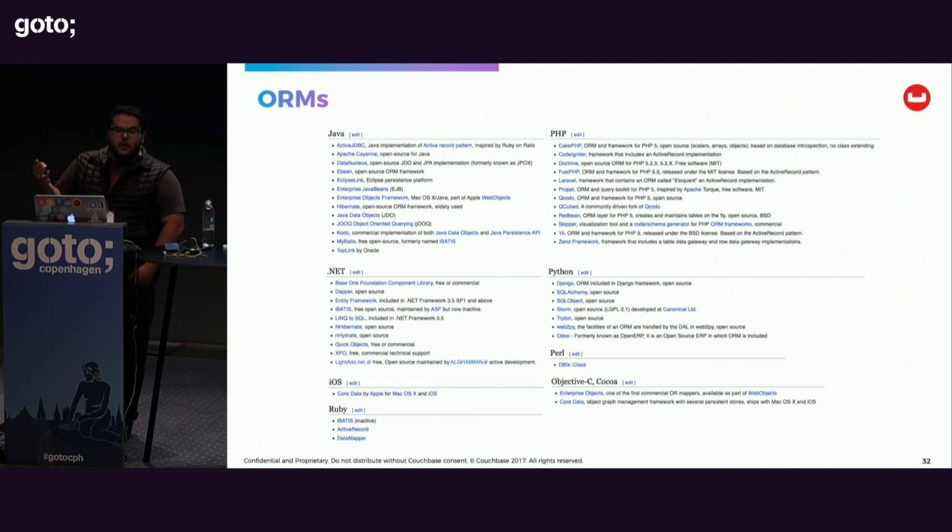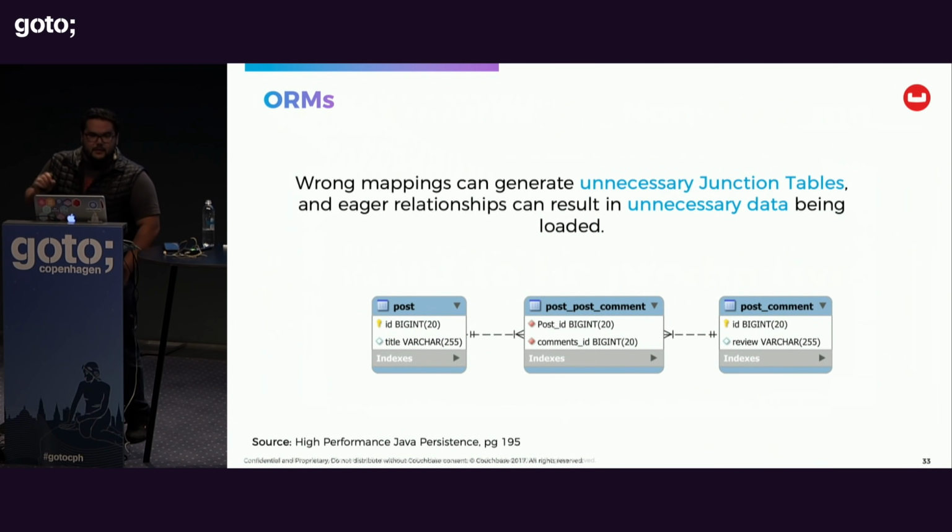But there is some overhead, of course, of using ORMs, because now we have one extra layer. We also have to map relationships, and usually there are a lot of tricks and traps there. For instance, in Java, if you create a one-to-many relationship and map it wrongly, it will generate unnecessary junction tables. For instance, here we have a post and post comment. This table in the middle is not necessary, and the reason why this was generated was because we did a wrong mapping in the code.